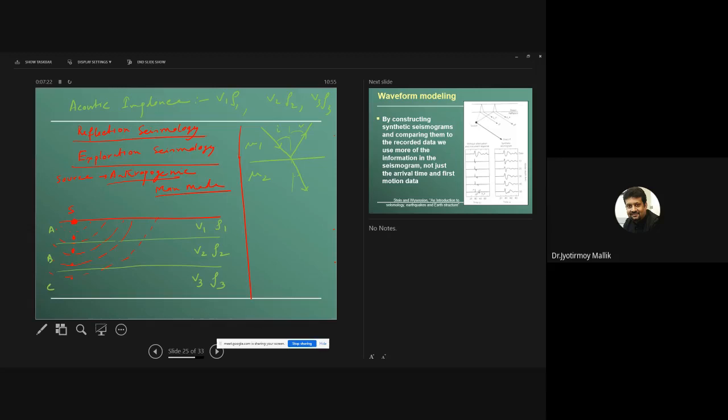The same would happen for elastic waves as well. Say, for example, I'm drawing a ray path here. The ray path is nothing but the line perpendicular to the wavefront. We talked about it before, right? And then what would happen? Part of it will be reflected.